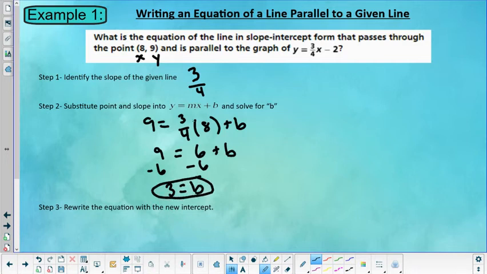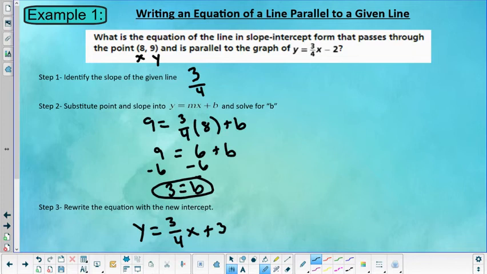Well, now that I know my slope and I know my intercept, now I can go ahead and write the equation with my new intercept. So my new equation is going to have the same slope because it's parallel, and I'm going to have 3 as my intercept. So that means that this equation here, 3/4 x minus 2, is parallel to 3/4 x plus 3. Okay, those two are parallel to one another.